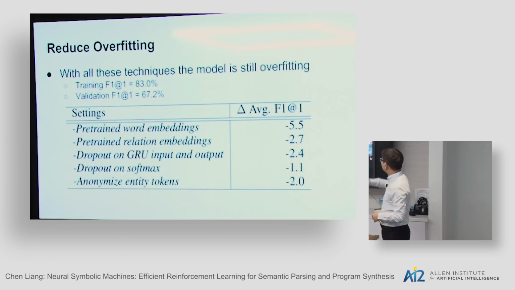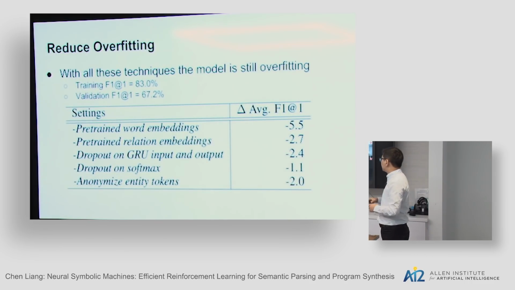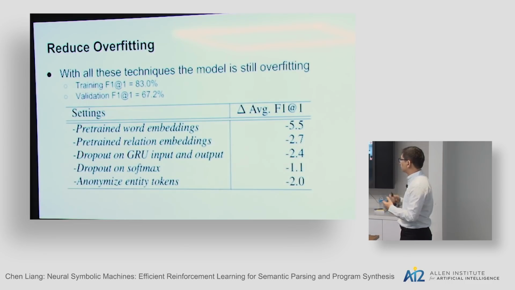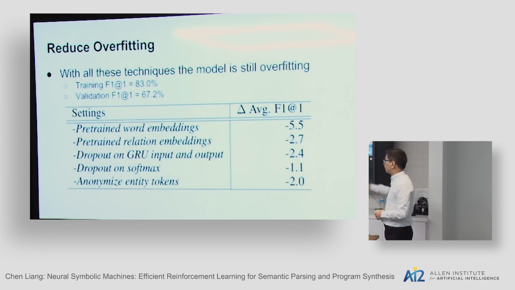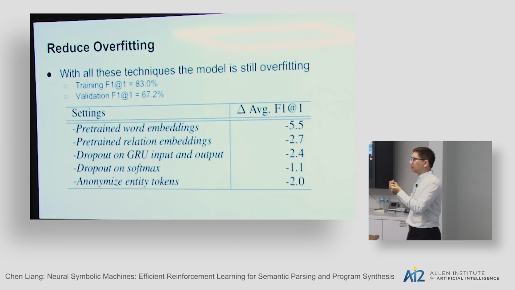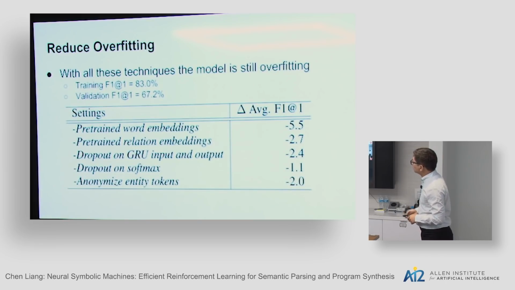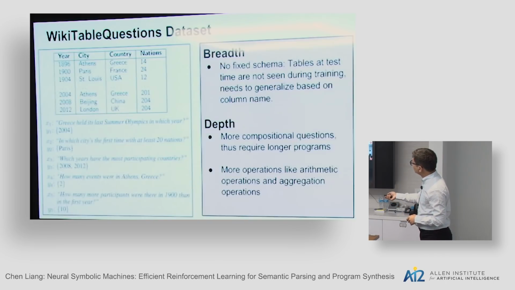We also used a lot of approaches to reduce overfitting, because this is a relatively small data set. Things like dropout, pre-trained embedding, and also anonymizing the entity tokens. For example, who is the wife of Obama? Then we anonymize Obama to be some special token. This makes each question more like a template. So it's stuck a little bit.